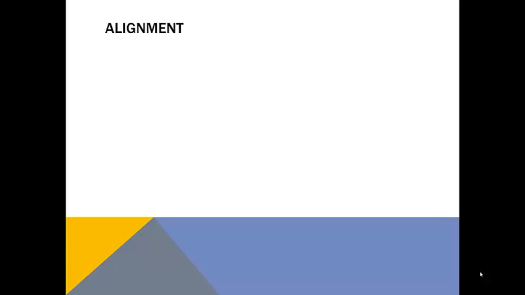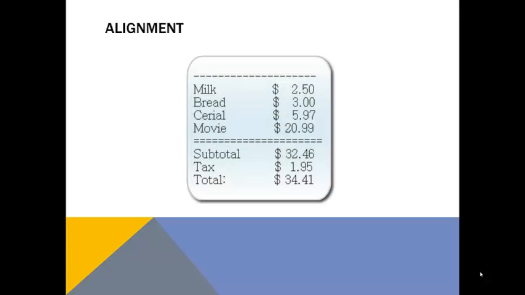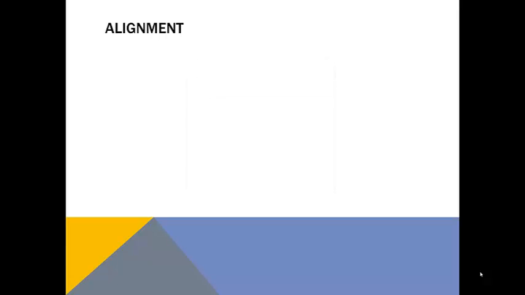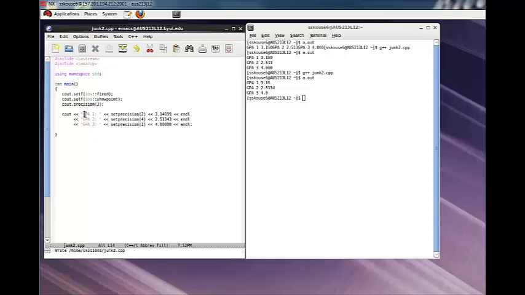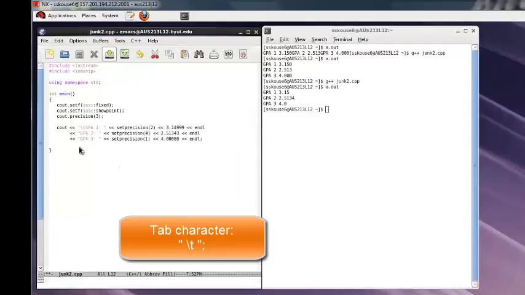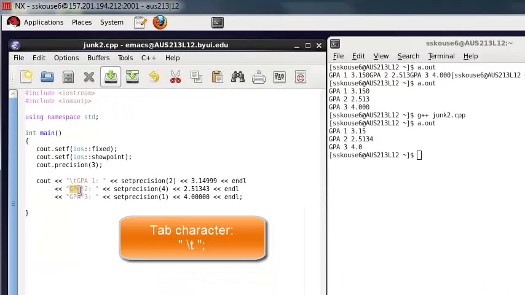Alignment is like on your receipts. On your receipts, usually on the left side all of the items are lined up, and on the right side all of the prices are lined up. We want to teach you how to do something like that in your code. The first alignment tool we want to talk about is the tab character. The code for the tab character is a backslash followed by a T, and you want to make sure that is inside of your quotes.